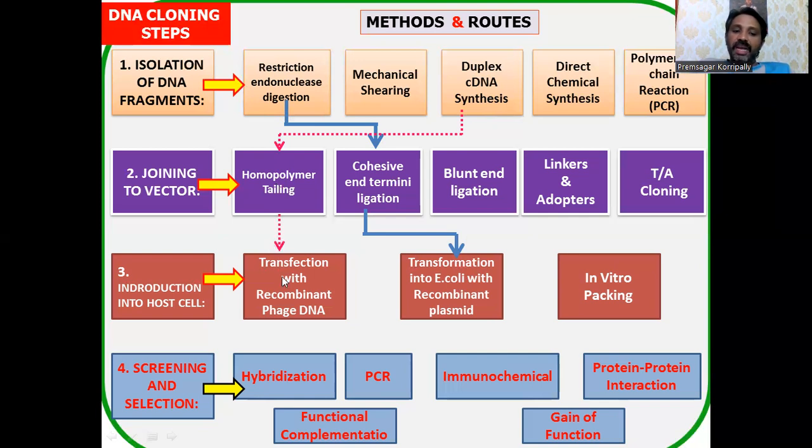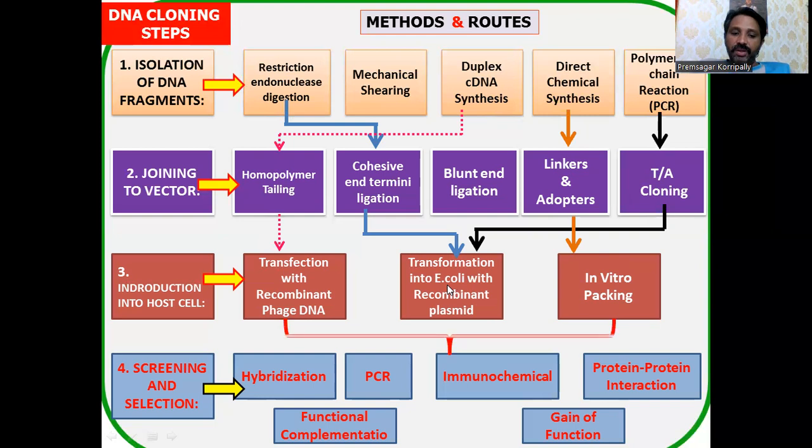And then you can go for transfection with the lambda phage vectors. And if you have direct chemical synthesis, you can add linkers or adapters, and you can go for in vitro packing. If your gene is synthesized by PCR, then you can go for joining of the vector with TA cloning, and then you can go for transformation. And you can choose these methods to screen and select the recombinant clones. So this is all about DNA cloning.